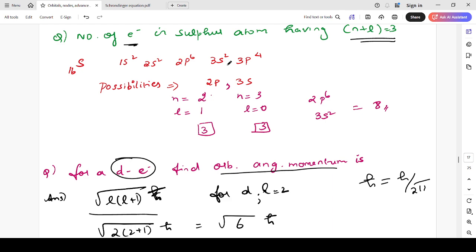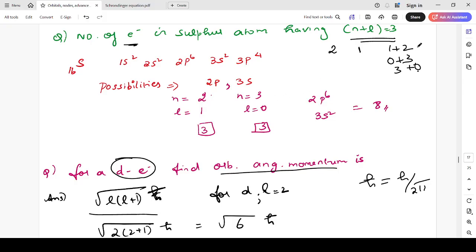Okay, let's go for this question. Number of electrons in a sulfur atom having n plus l values equal to 3. So what are the possibilities that I can have? n could be 2 and l could be 1. Is there any other possibility? I can go for several possibilities: 1 plus 2, 0 plus 3, 3 plus 0.